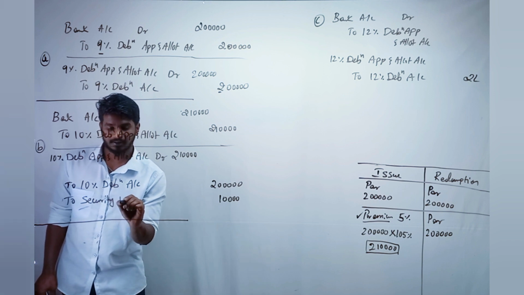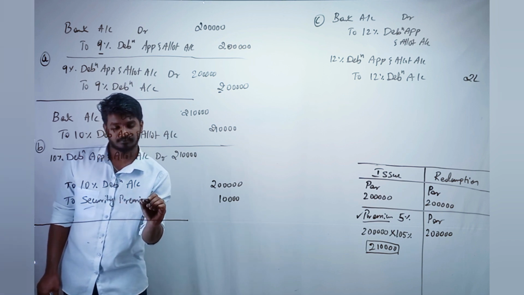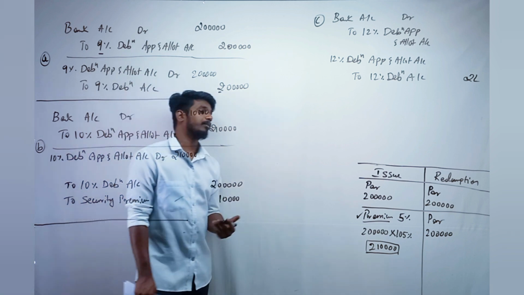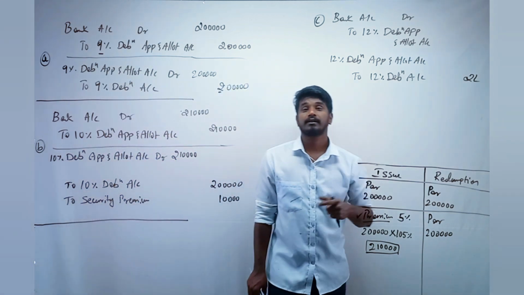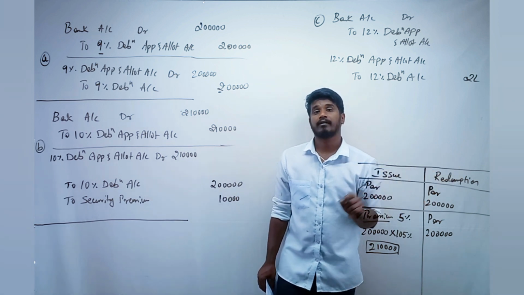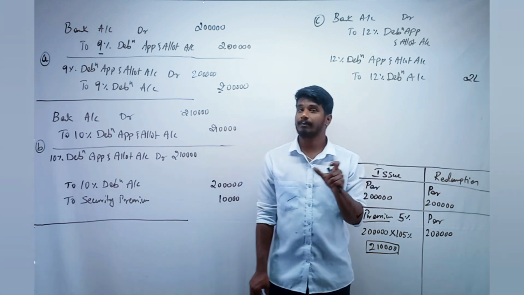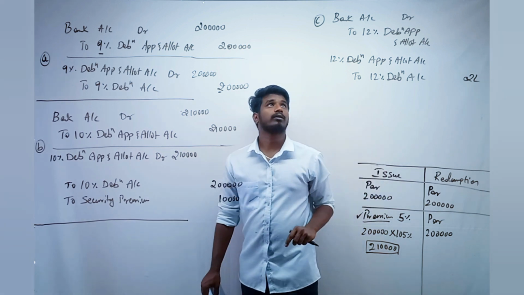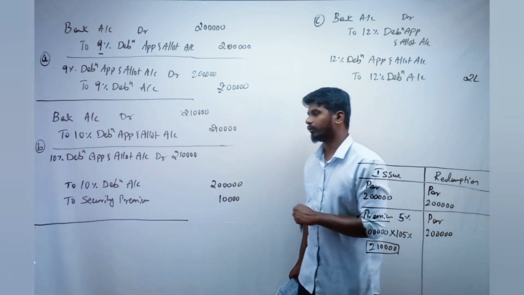Security premium. If we get premium on issue, we will write it as security premium. If we get premium on redemption, we will write it as premium on redemption of debenture. So in D case you will get that, don't worry about that.